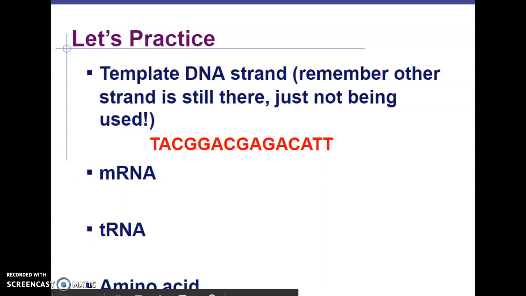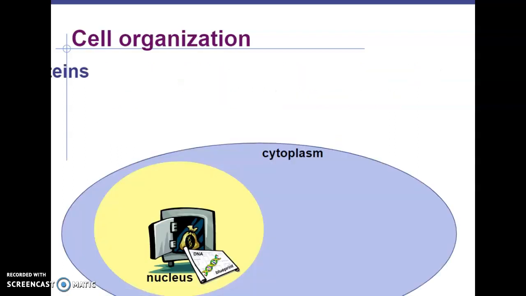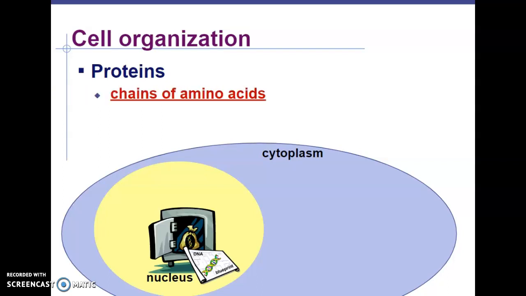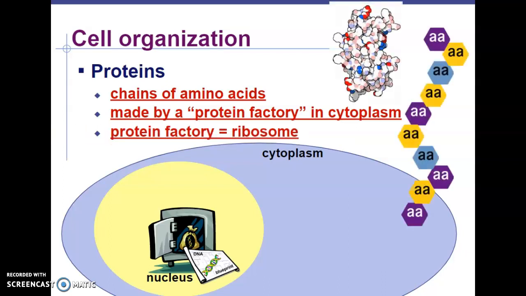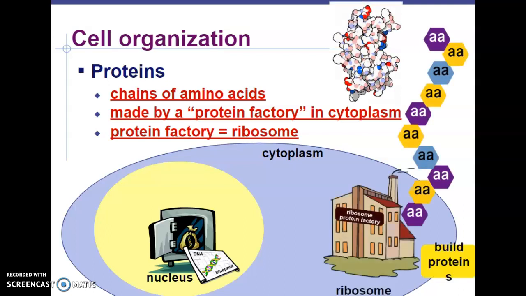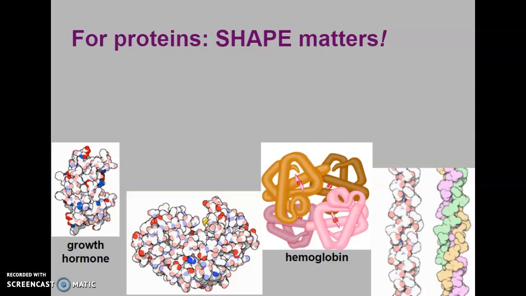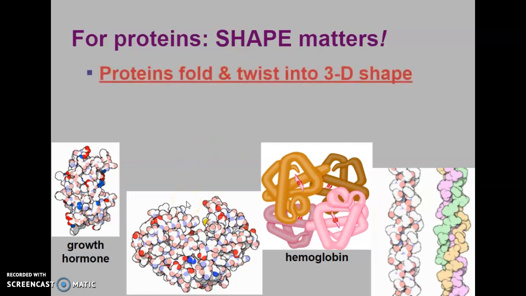See how that works. All right, so when we talk about how cells are organized, the proteins, which are a chain of amino acids, are made by the ribosomes, the protein factory in the cytoplasm. So that's what the ribosome does, build proteins. Once they're made, they need to be folded correctly. You need to have a good shape for the protein or it doesn't work correctly.